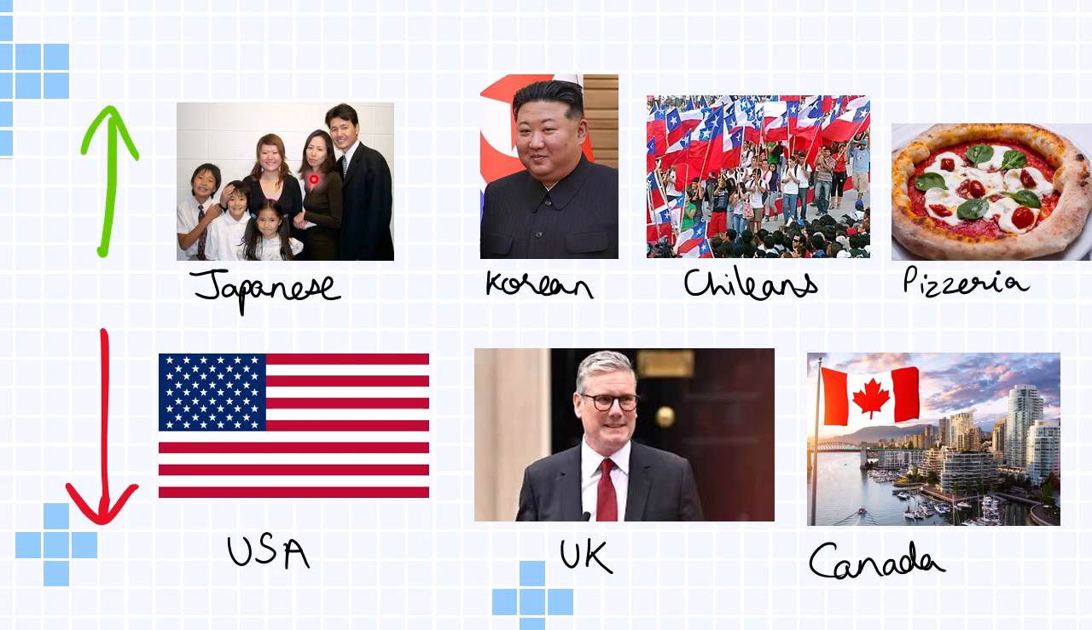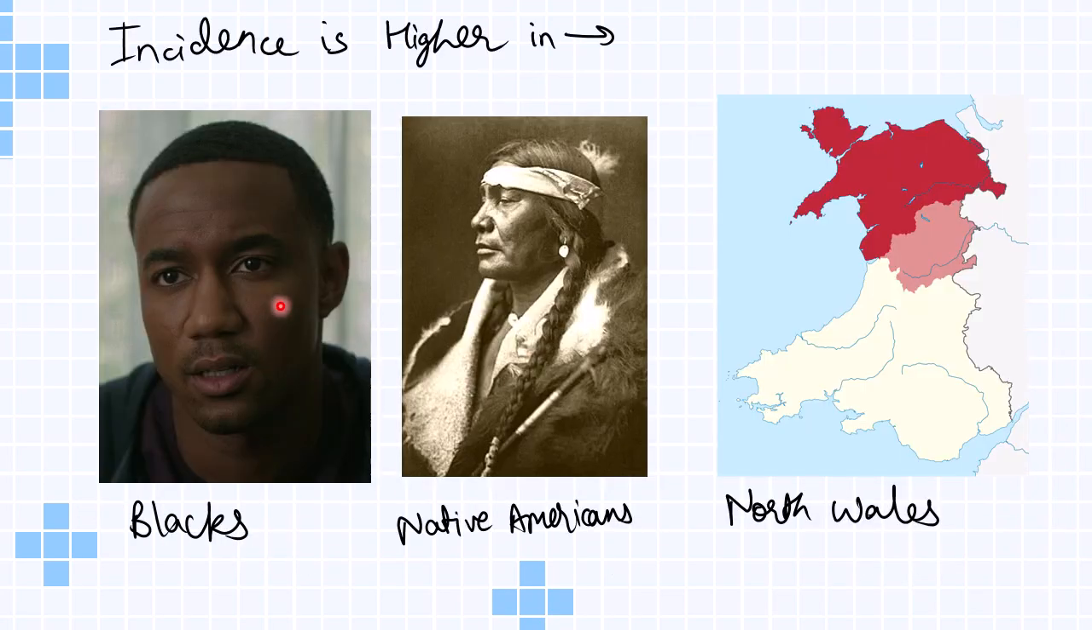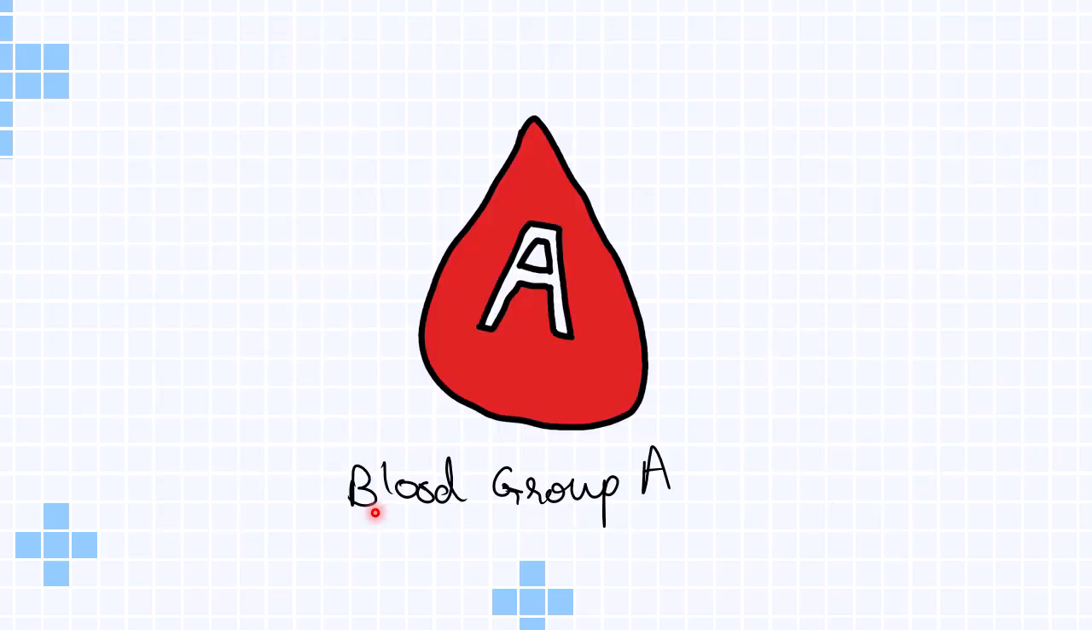If you're Japanese, Korean, Chilean, or from Italy, you are at a higher risk of developing gastric carcinoma. Whereas if you are from the land of freedom, that is USA, UK, and Canada, you are at a low risk of gastric carcinoma. And if you are black, or you are Native American, or you are from North Wales, you are at a higher risk of developing gastric carcinoma. And finally, if you have blood group A, you are at a higher risk of developing gastric carcinoma.